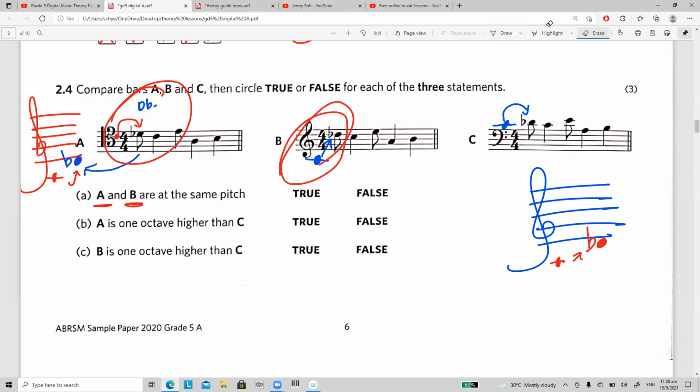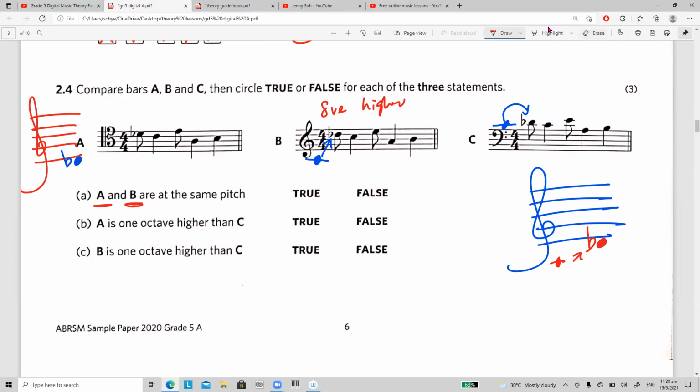So this D is an octave higher than this one. If you compare the position, this D is lower and this D is higher, at a higher register. This D is a lower register, so they are not the same pitch. So this answer is false.